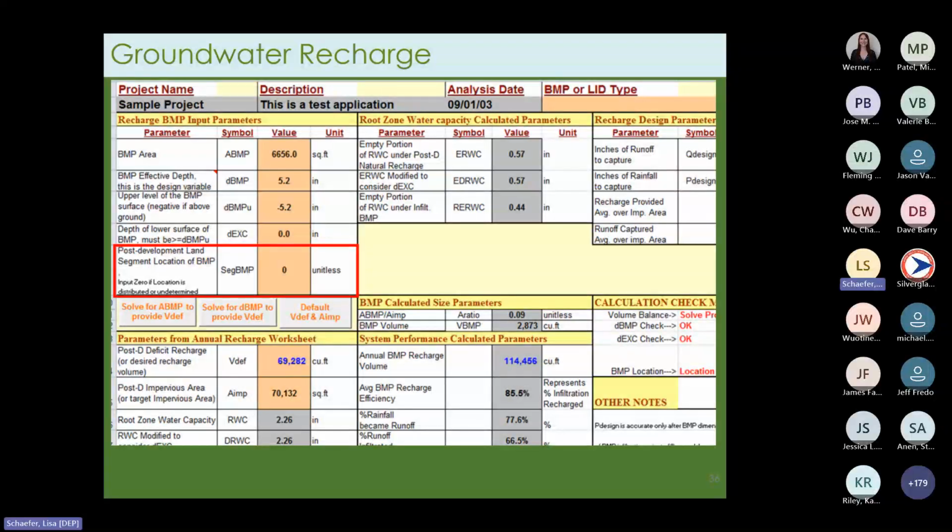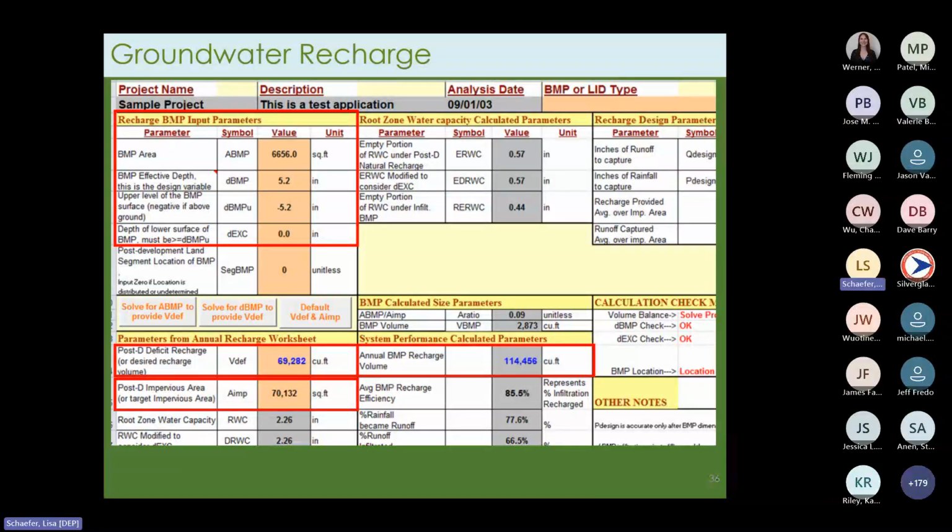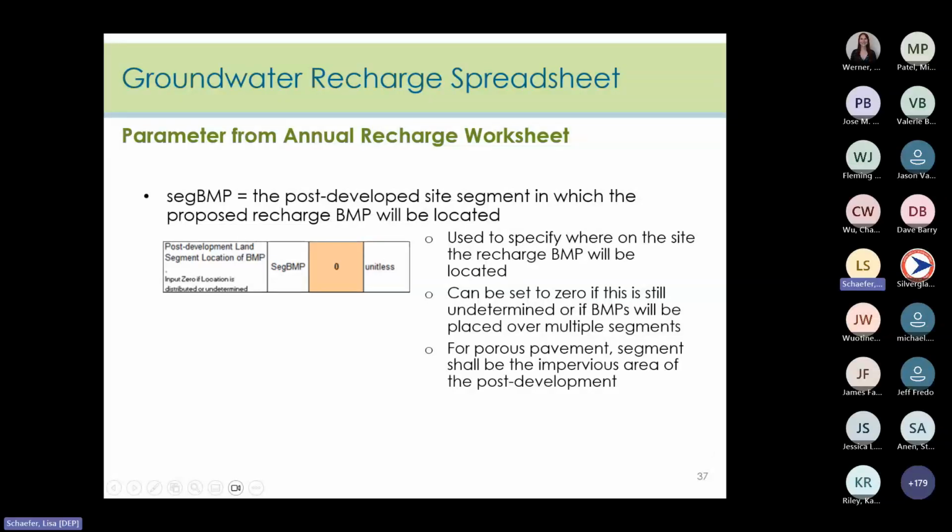So we're going to address the other BMP design criteria parameters, these red boxes, in just a moment. But first, I want to talk a little bit more about the BMP location segment, seg BMP. So the variable seg BMP is the post-development developed site segment in which the proposed recharge will be located. You can specify on site where it's going to be. But if you don't know where it's going to be, you set it to 0 and it will do the averaging. But for porous pavement, the segment shall be the impervious area in the post-development.